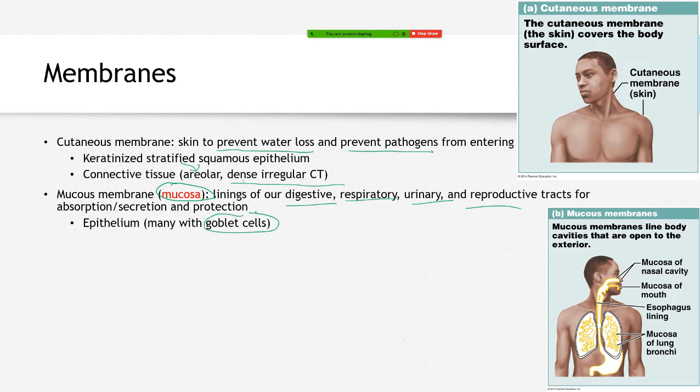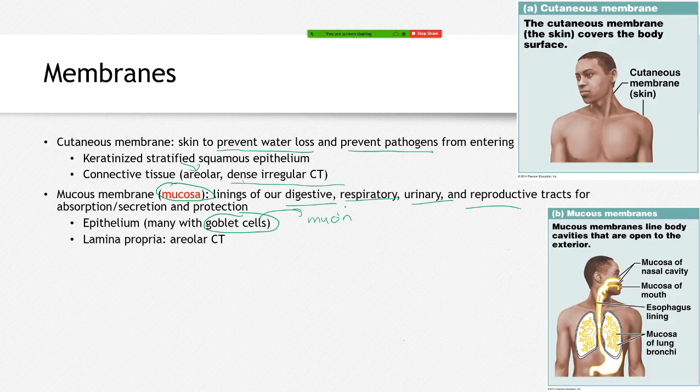And do you remember, what do goblet cells make? They're going to secrete what? We're going to have a break right after this slide here. What do the goblet cells make? Mucin. It makes mucin. And mucin, when it mixes up with water, becomes mucus. Very good.